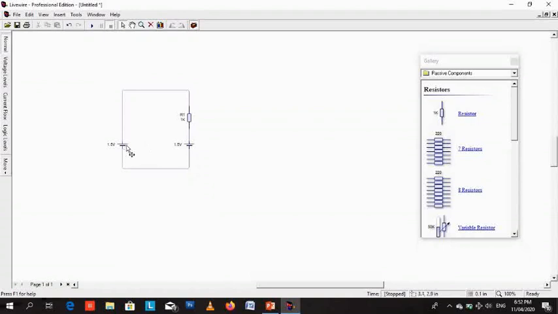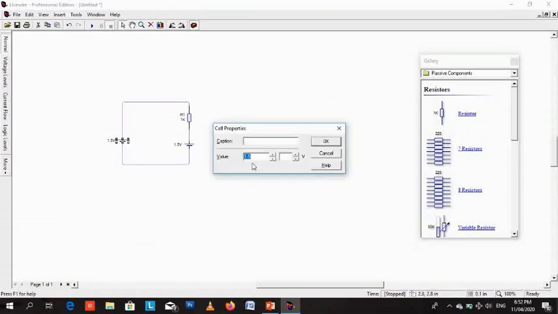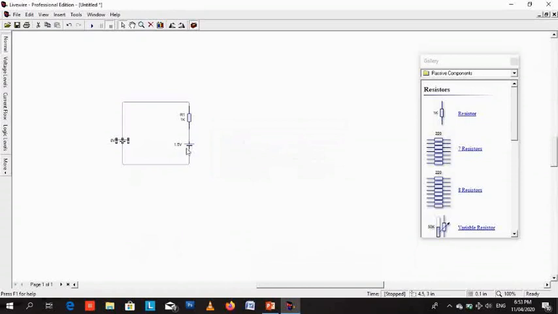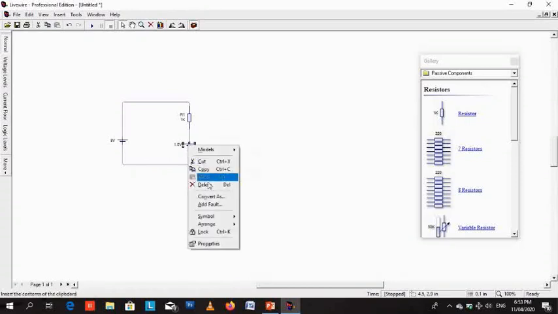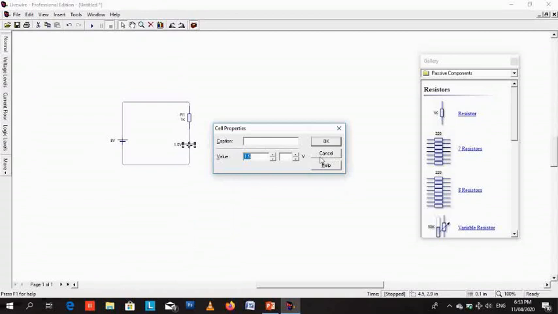Let's drag this up a bit. This circuit is familiar. I'm sure you're familiar with this. It's similar to one of the circuits in the assignments of module 1. Let's change the voltage value of the first battery to about 8 volts, and the second one, right click, properties, you change it to about 2.5 volts, or 2.4 volts rather. Let's make it 2.4 volts.